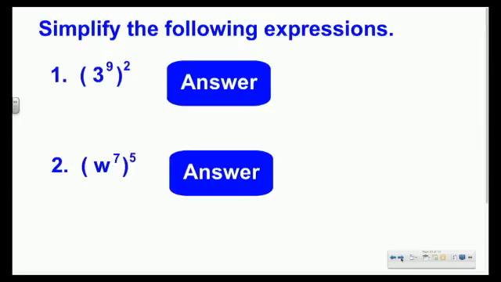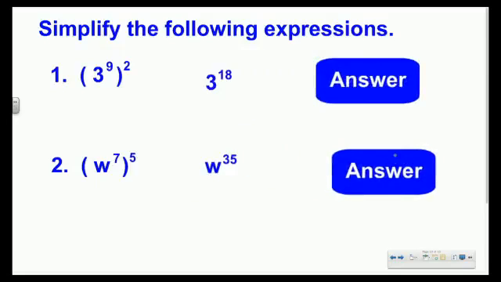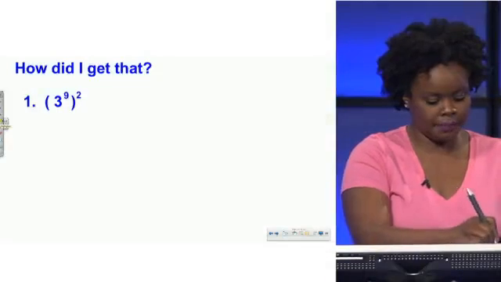All right, it's your turn. So look at these. Go ahead and pause me. See how you do with these problems. When you're ready to compare your answers, press play, and we'll see how we did. Okay, ready to check? Let's see. So 3 to the 9th raised to the 2nd power, that is the same as 3 to the 18th. And w to the 7th raised to the 5th power, that's the same as w to the 35th. If you want to see how I did those, just in case you got something different, here's what I did.